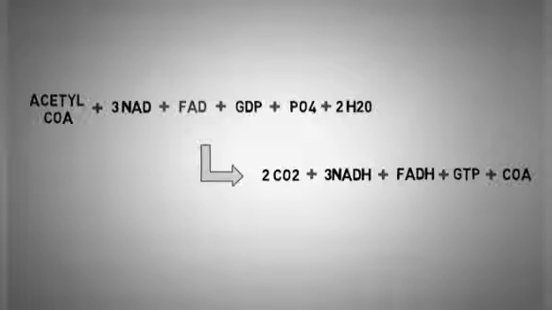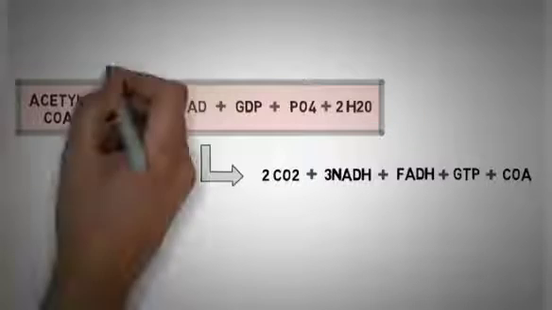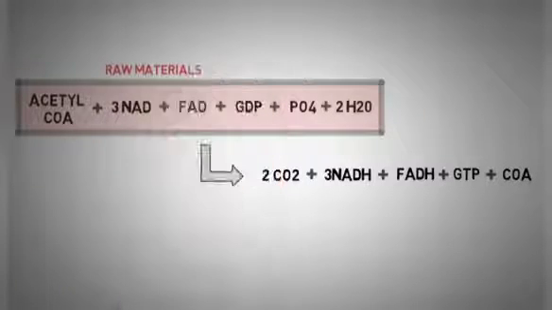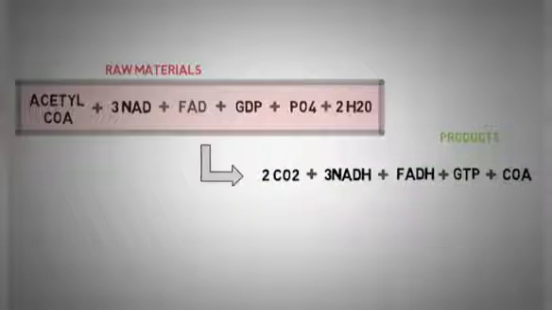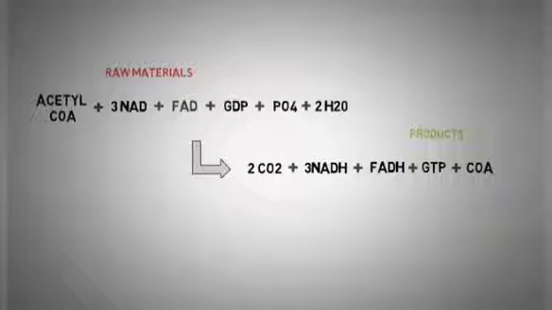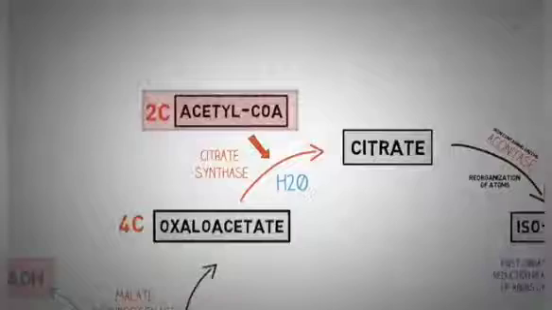Well, let me decode this reaction for you. On the left hand side of this reaction are the raw materials that are being used here, and on the right hand side are the products that are formed in the Krebs cycle. Now in every single turn of the Krebs cycle we use 1 molecule of acetyl-CoA that combines here with the oxaloacetate to form citrate.